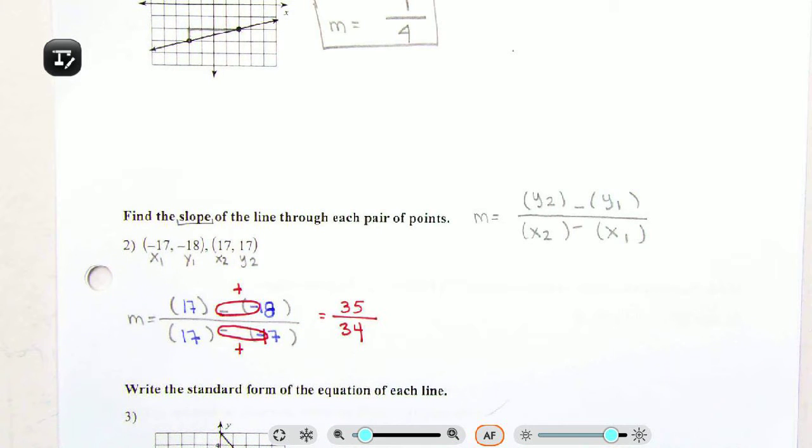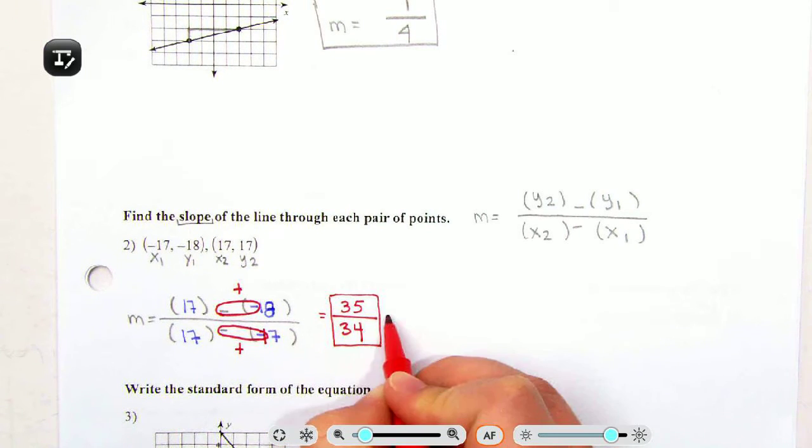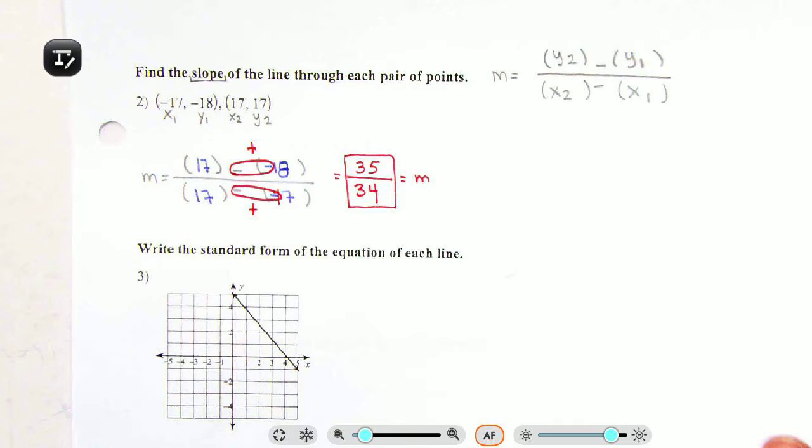Now we can try to see if we can simplify this. Look for anything that goes into 34 and 35, and see if that simplifies. If there's nothing, then leave it. Don't do anything with this. This is your slope, little m. Shift this up a little bit.